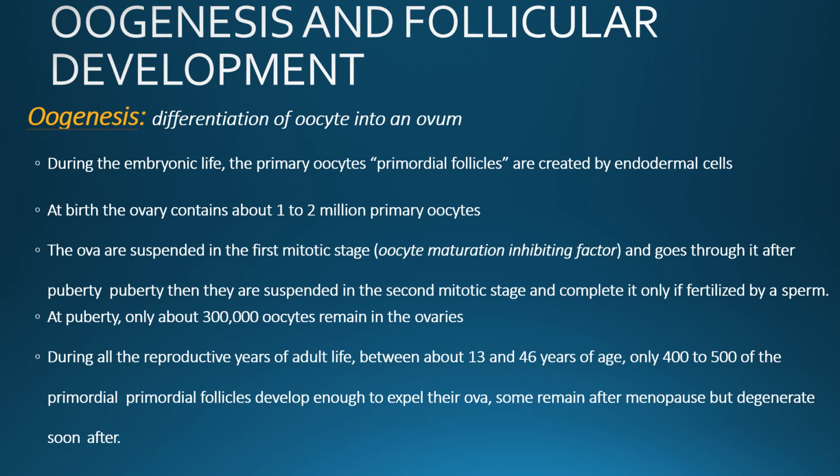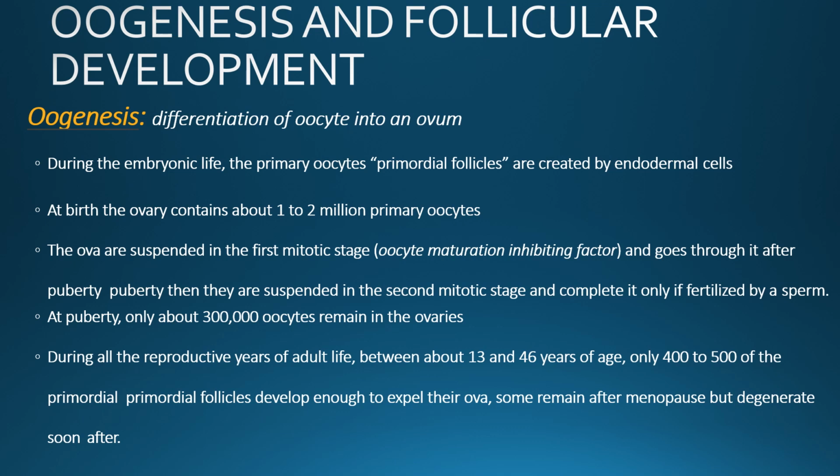During the embryonic life, the primary oocytes or the primordial follicles are created by the endodermal cells. At birth, the ovary contains about 1 to 2 million primary oocytes. The ova are suspended in the first meiotic stage by oocyte maturation inhibiting factor, and go through it after puberty. Then they are suspended in the second meiotic stage and complete it only if fertilized by a sperm.